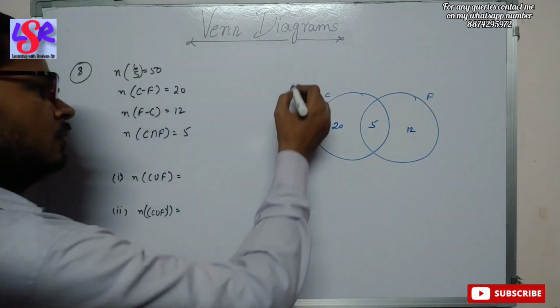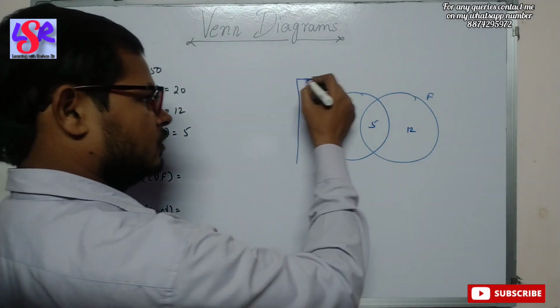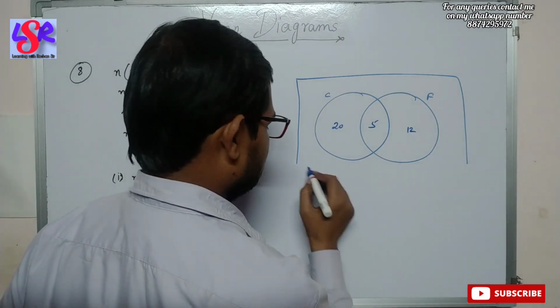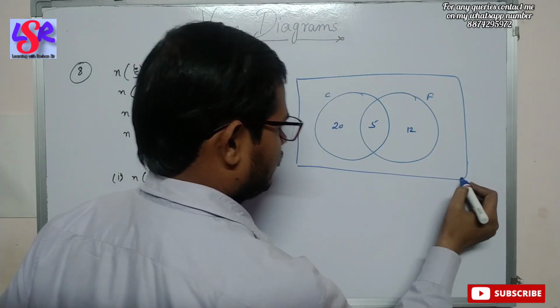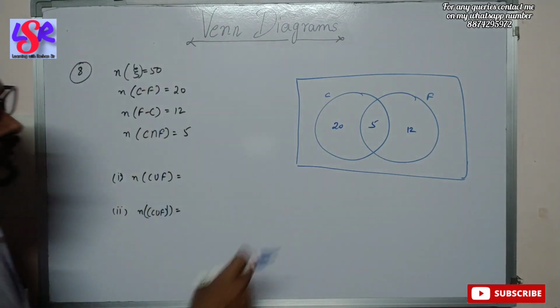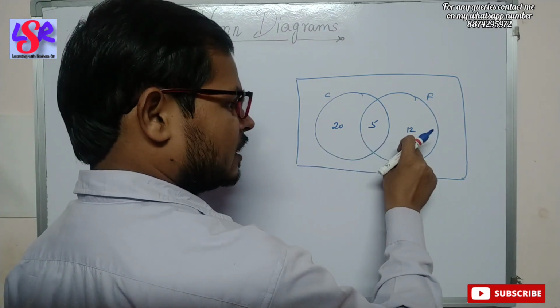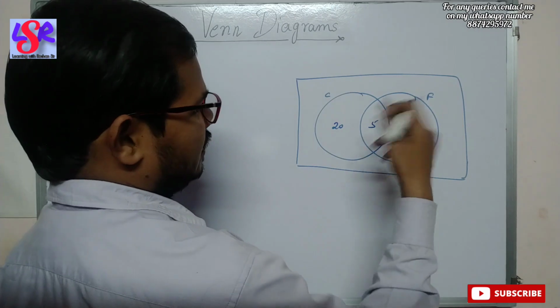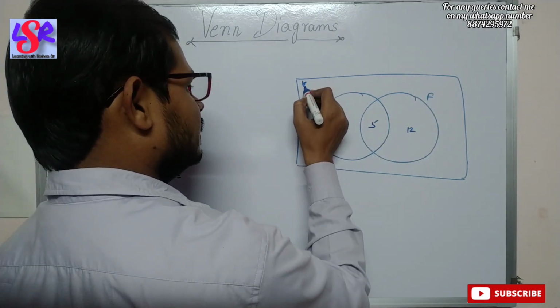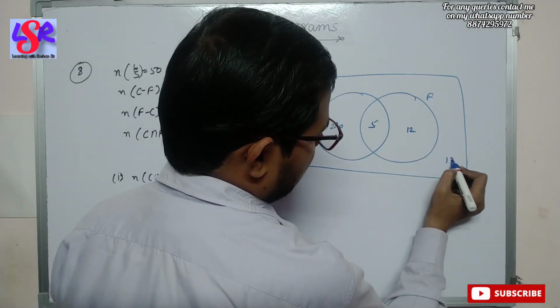Now in the universal set, we are going to write all the numbers which are left out of it. So in total we are having 50, और यहाँ पर हो जाएगा हमारे पास 20 plus 5, that is 25, and 25 plus 12, that is 37. तो बाकी जो बचे वो ना क्रिकेट खेलते हैं ना फुटबॉल. So they are 13 in number.